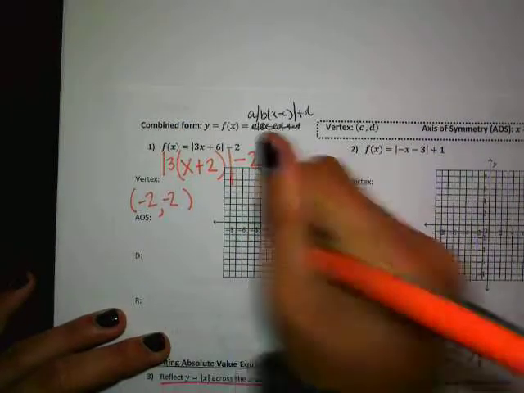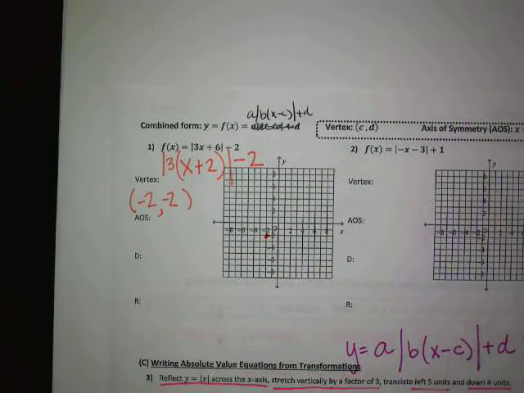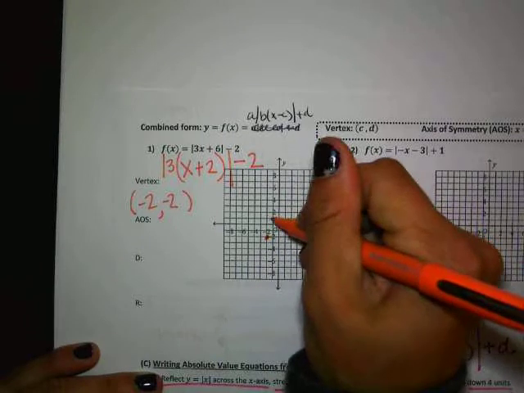All right, now what is my slope? What is the number kind of like slope? 3. 3, very good. So you're going to go up 3 over 1.